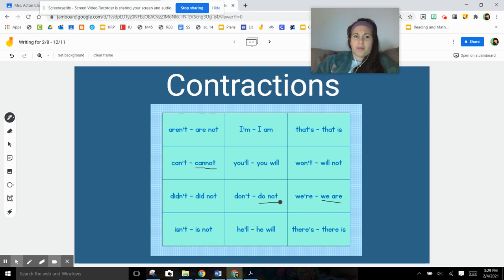A lot of times whenever Miss Acton says sentences, she will not say, I cannot come meet you today. I'll say, I can't come meet you today. I cannot come meet you today. That is not how Miss Acton talks. That's not how your family talks. That is not how you talk.